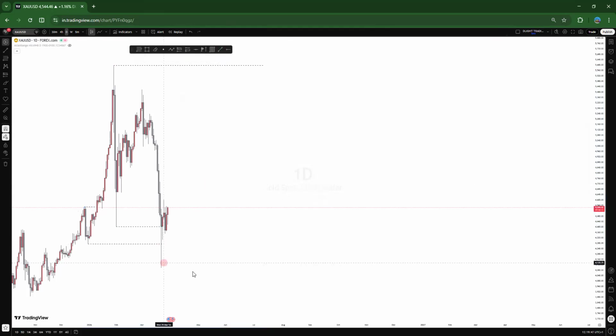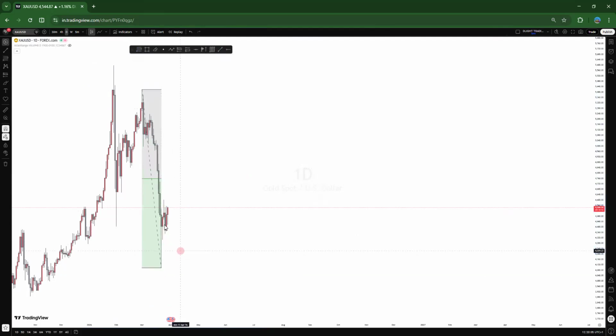Right now, I'm working with all of this. So I want to see. Now I'm going to take it down to 15 minutes so I can see properly. Now, on the daily, we are bearish. Now, this is a retracement. So I want to take from my recent high to my recent low.